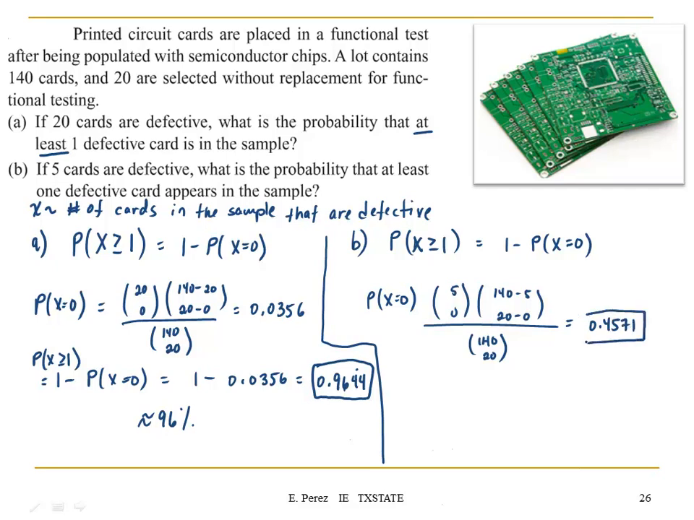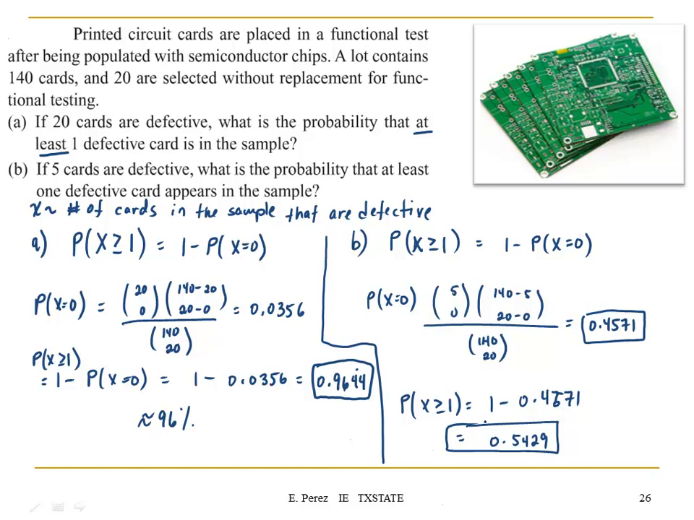And that equals this, and we are looking at the complement. 1 minus 0.4571. So that probability is 0.5429. Okay, so the only difference now is that the number of defective units went from 20 to 5.